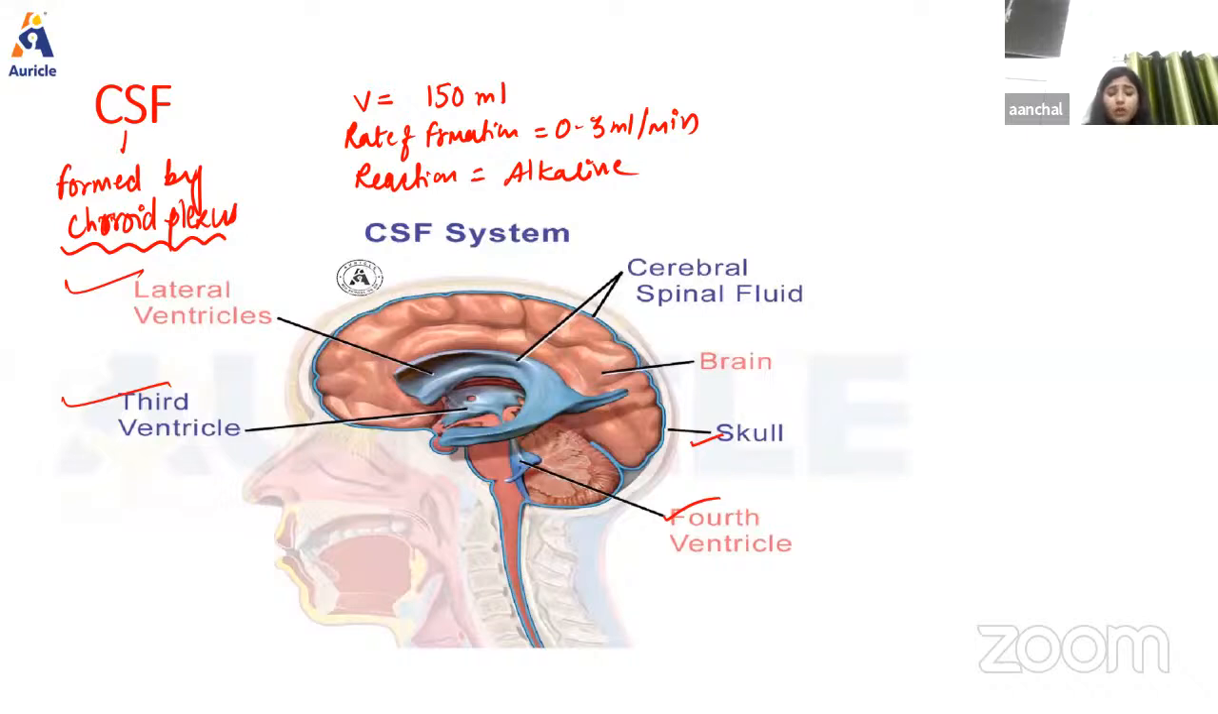Now, talking about the composition, the CSF contains 99% water and 1% solids. In solids, it has both organic and inorganic parts. In organic, it contains protein, amino acid, sugar, cholesterol, urea, uric acid. Whereas in inorganic, it contains sodium, calcium, potassium, magnesium, bicarbonate, phosphate. Various things are there.